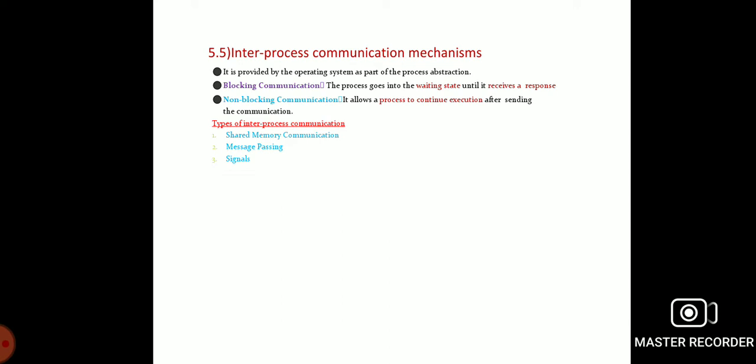In this lecture, EC 8791 Embedded and Real-Time Systems, Department of Electronics and Communication Engineering, 7th semester, Unit 5, Process and Real-Time Operating Systems.